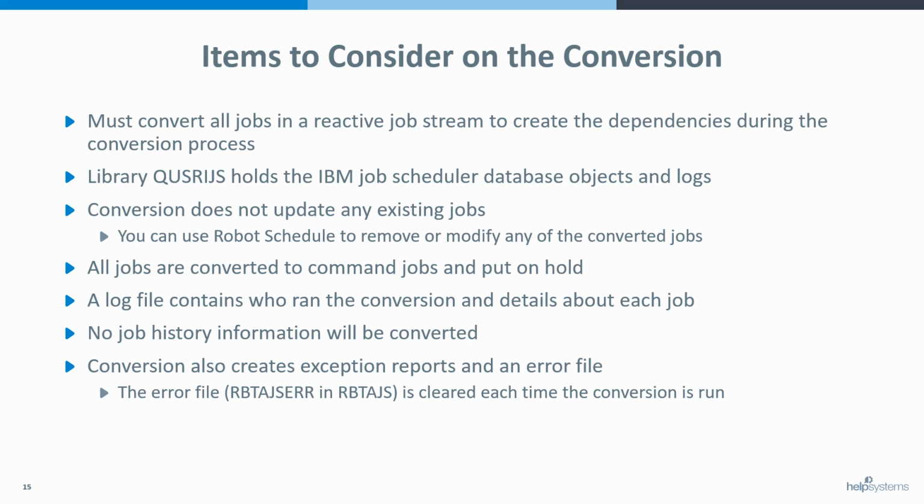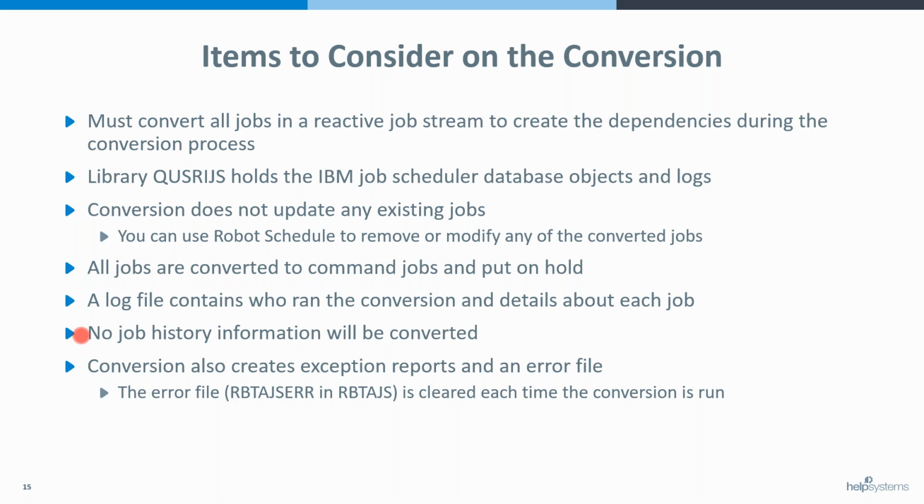So some other items to consider on the conversion: must convert all jobs in reactive job streams to create dependencies during the conversion process. So we don't bring anything over as a group job if you're used to that. That's basically it. The QUSRAJS library is where all this information is stored for the IBM scheduler, which again makes it hard for replication and a few other things. Another reason for switching over. Conversion does not update existing jobs, so we don't modify any existing robot jobs as part of this. There's a log file. Jobs are put on hold, as we said. Again, we don't bring over the history.